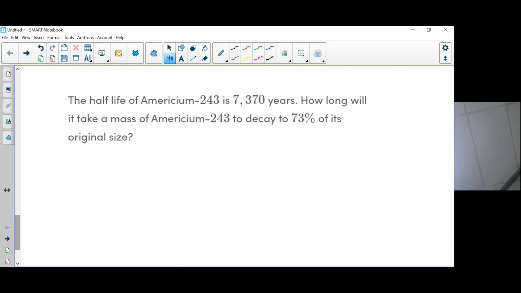So I've got the half-life, it's telling me is 7370 years. How long? It looks like I'm solving for t, and I know that if A0 is 1, A is going to be 0.73 because it's saying that I'm only going to have 73% left. So this is a little trick. Anytime you see a question like that, let your original amount be 1 and then let A be 0.73. So I'm going to use this second formula.